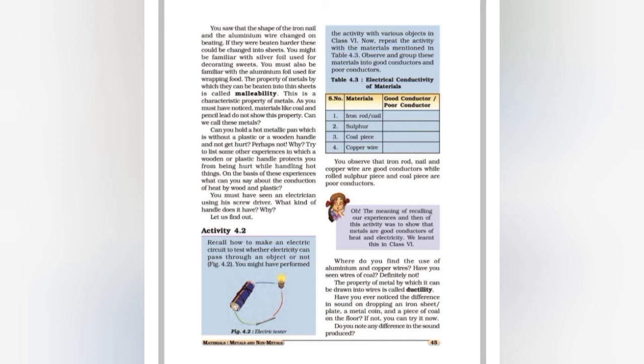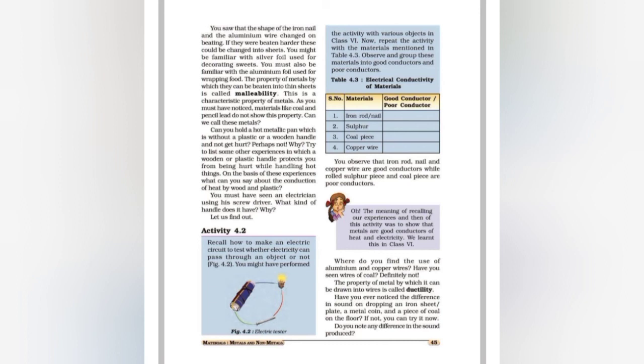You will observe that the electric bulb glows when the iron nail is connected with the circuit, and the bulb also glows in the case of materials made of aluminium and copper. The electric bulb does not glow when the coal piece is connected with the circuit. Similarly, the bulb does not glow in the case of sulfur also. So we can conclude that metals like iron, copper and aluminium are good conductors of electricity, but non-metals like coal and sulfur are poor conductors of electricity.